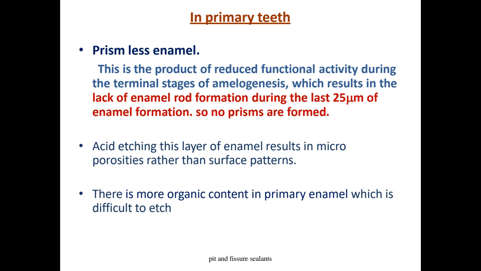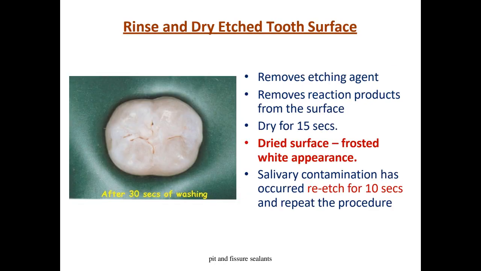The second reason is there is more organic content in primary enamel, which is very difficult to etch. So that is another reason why primary teeth require more etching. So the prismless enamel and more organic content in primary enamel are the basic reasons why we need to etch for a longer duration in case of primary tooth.